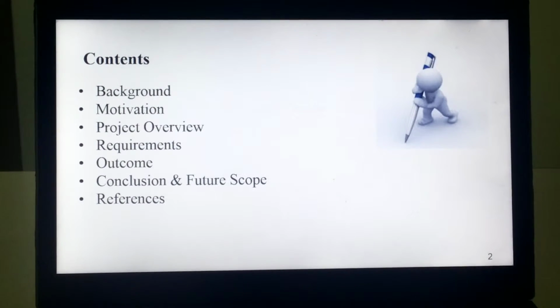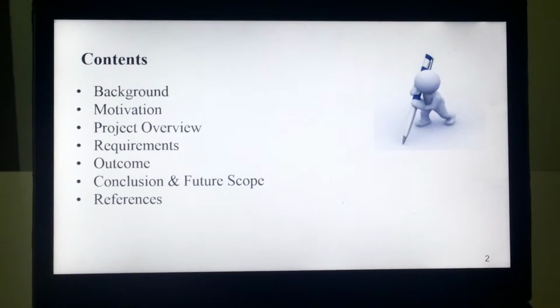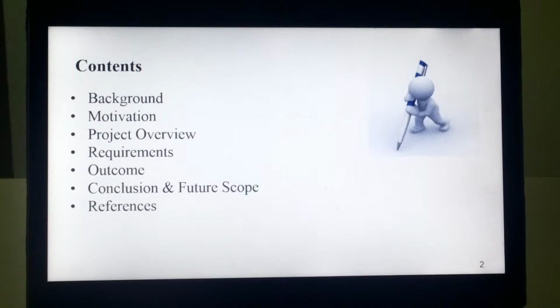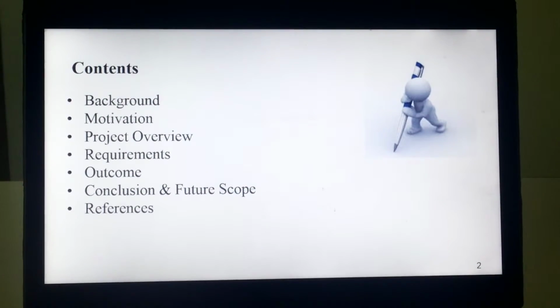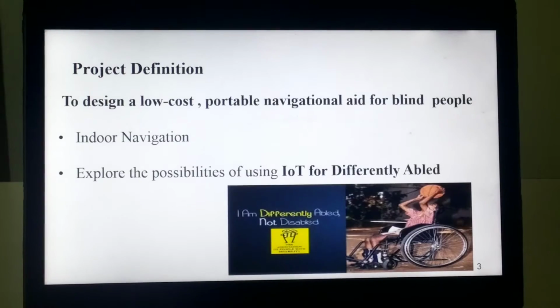First, let us move through the contents of the PPT. First, we'll discuss the background, then motivation, project overview, requirements, outcome of the project, conclusion, and references.